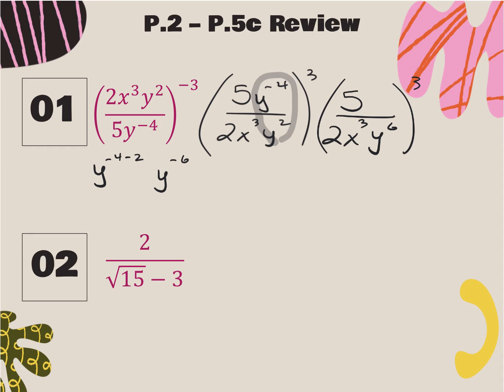Now I'm going to apply the power of 3 to everything. 5 to the third power is 125. 2 to the third power is 8. And then remember, when you do power to a power, you're going to multiply. So this will become y to the 9th, and then 6 times 3, x to the 9th, and then y to the 18th.